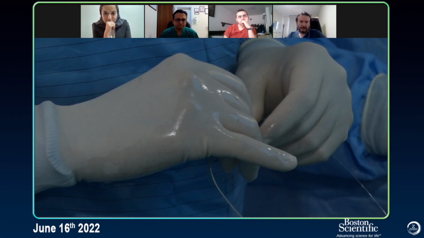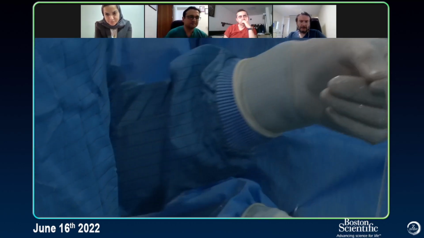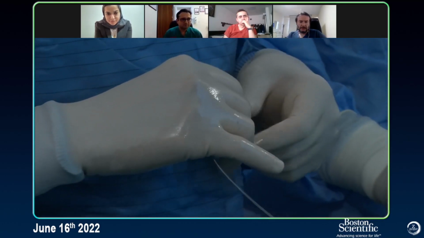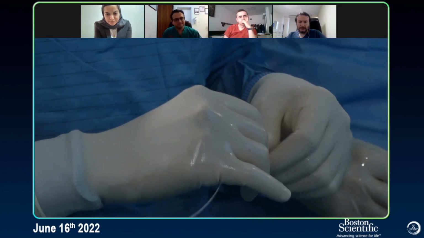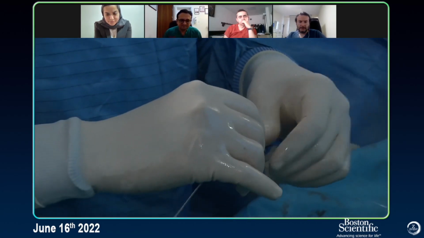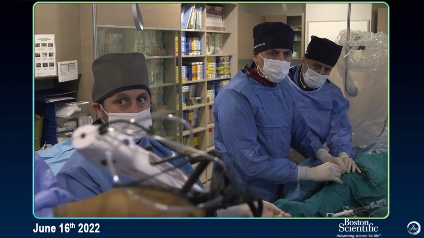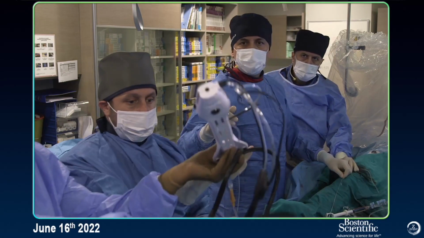For the one. So when we insert the wire, the rotablator catheter should be straight, and we should be aware not to bend the rotawire when advancing the burr. This is very important.